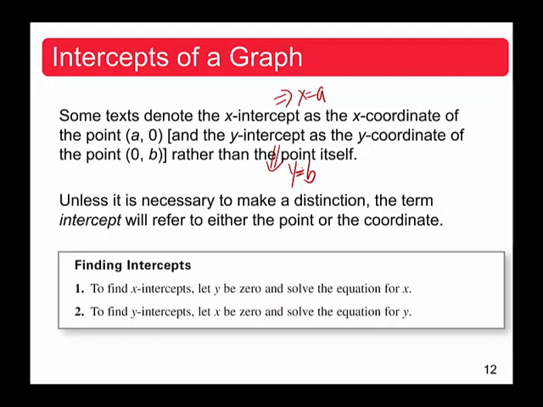Also, intercept refers to either the point or the coordinate. So you either use the point, that's a comma 0 or 0 comma b. Okay, or you can just use the coordinate just like x equal to a. And these two are equivalent, and y equal to b. Again, these two are equivalent.